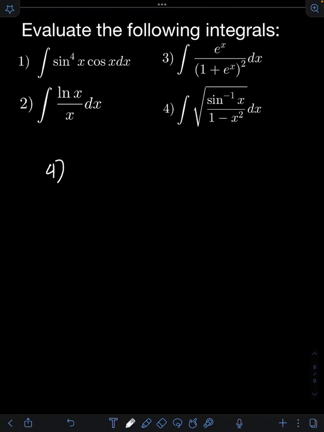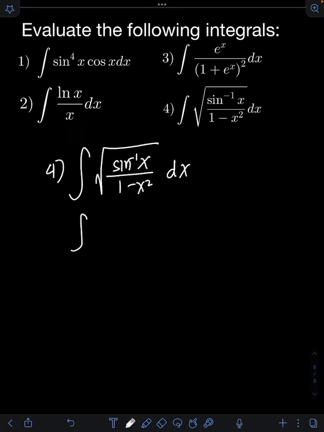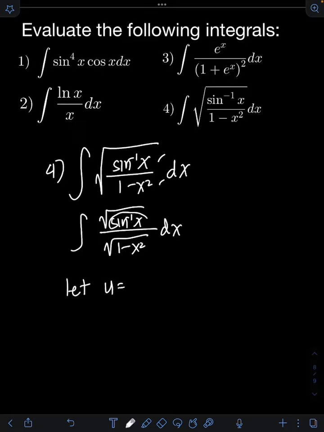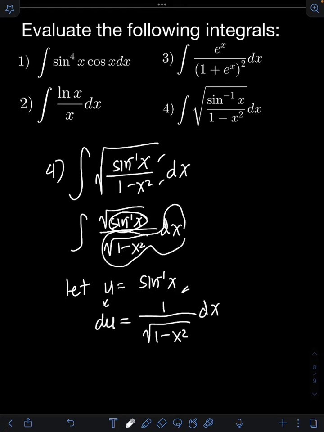For number 4, we have the integral of the square root of arc sine of x over 1 minus x squared dx. So I can distribute first on the numerator and denominator the square root. So it's the same as the square root of arc sine of x over the square root of 1 minus x squared dx. So let's use u-substitution. Let u be equal to arc sine of x. Getting the derivative of both sides, the derivative of u is du. The derivative of arc sine of x will be 1 over the square root of 1 minus x squared dx.